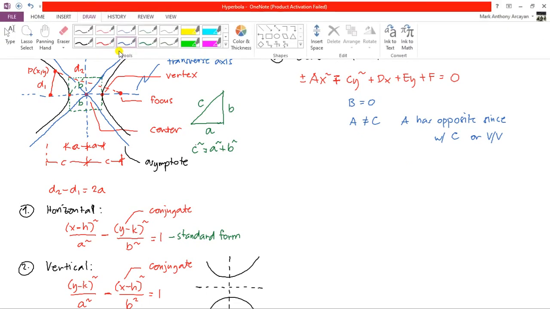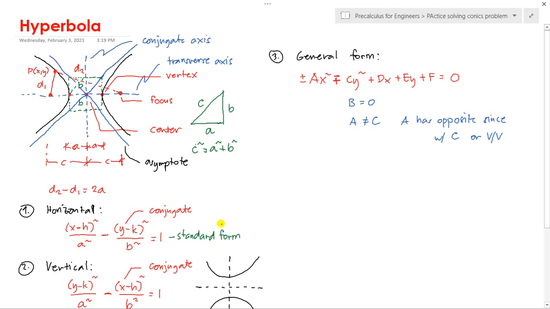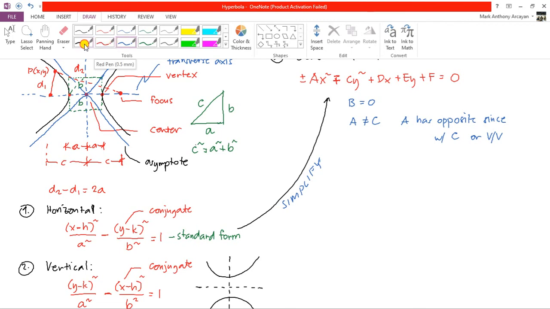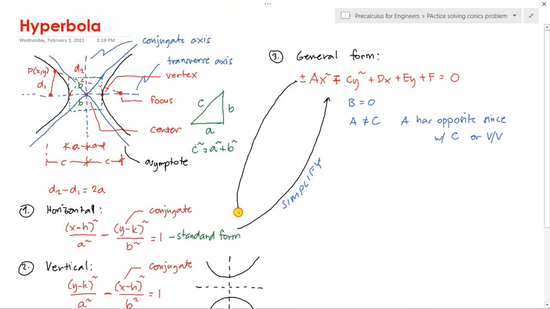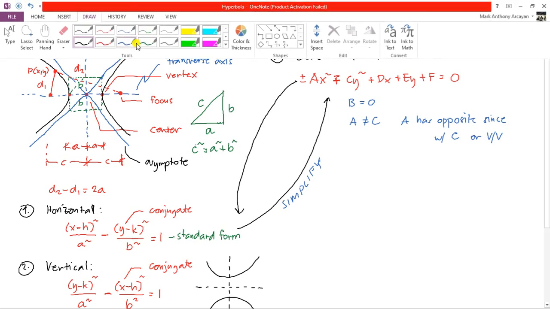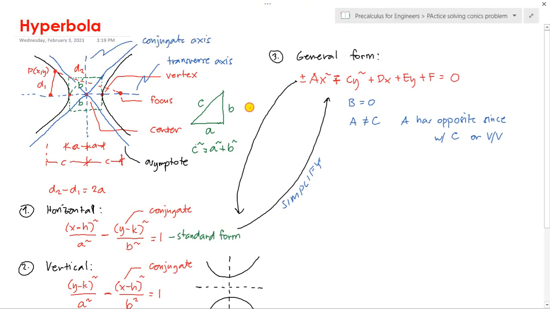So same thing pod ganiha class, if we're going to convert the standard form of the equation of our hyperbola into general form, what you need to do is simplify lang. And now, same thing with ellipse. If you do the reverse, that is from general to standard, use the principle of completing the squares. So, completing the squares.